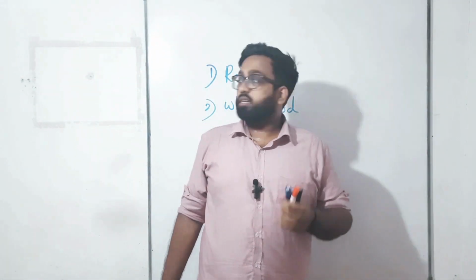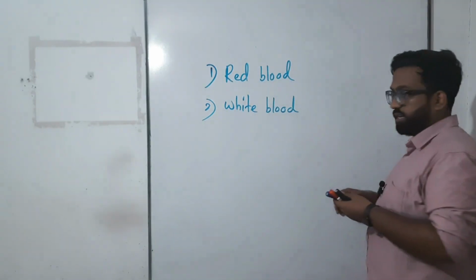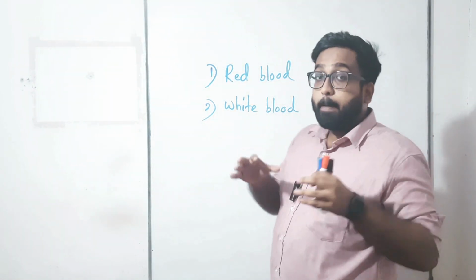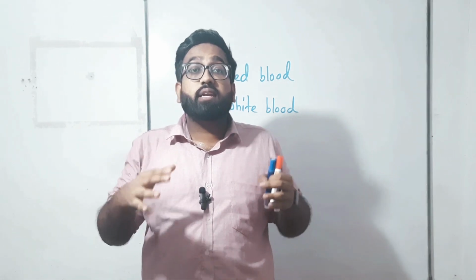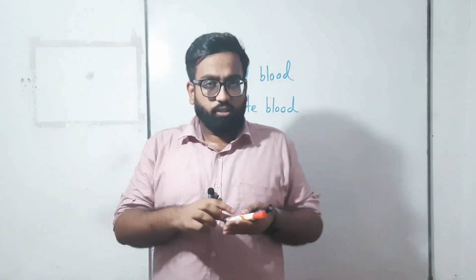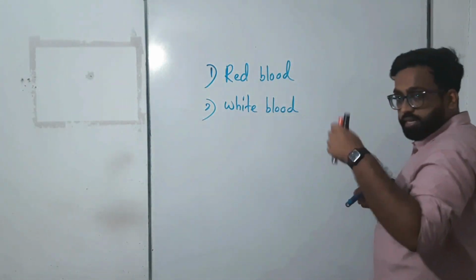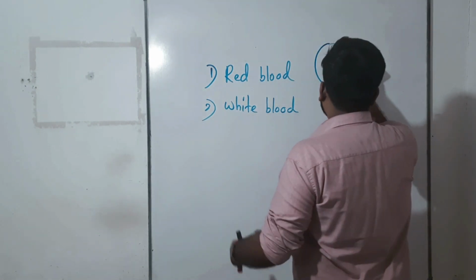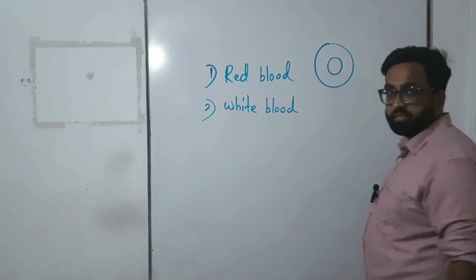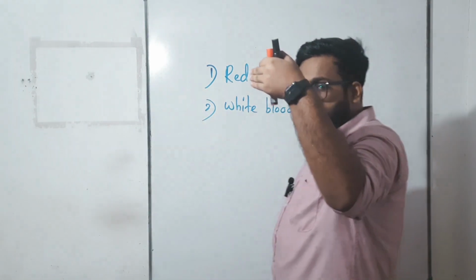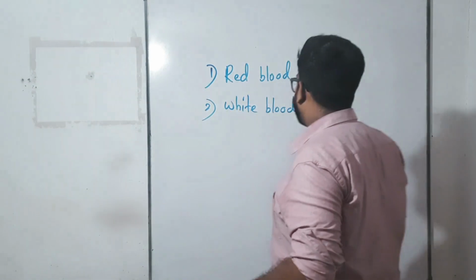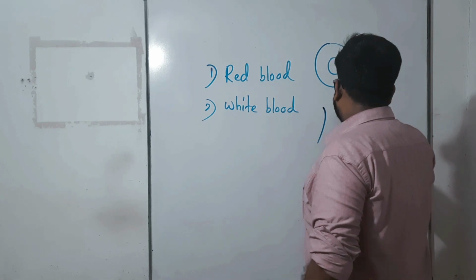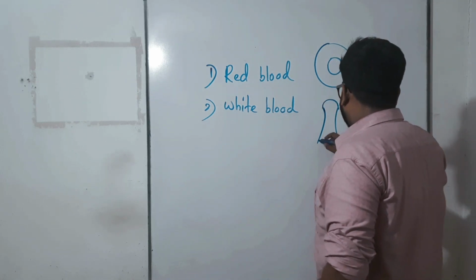If you consider red blood cells here, red blood cells are known as the most abundant blood cell type in our body. Children, do you know, if I consider the red blood cell, the outer section of the red blood cell is like this. And if I consider the cross section of the red blood cell, it is something like this.